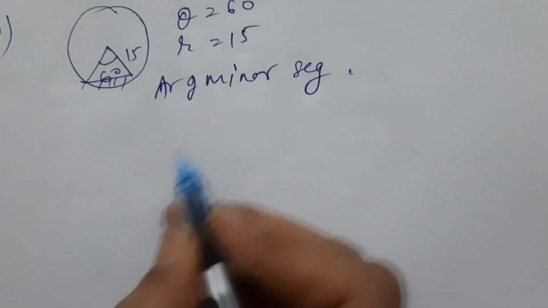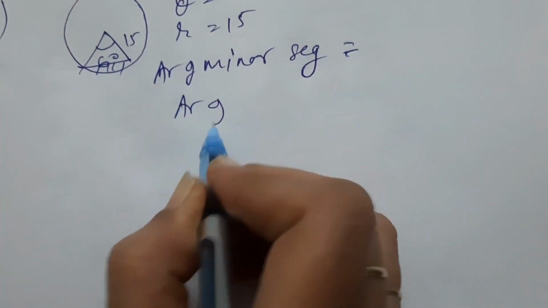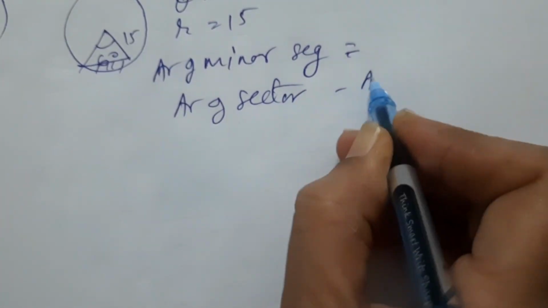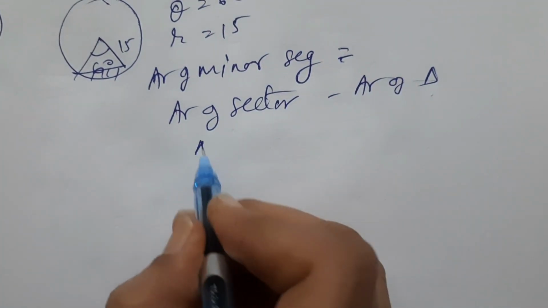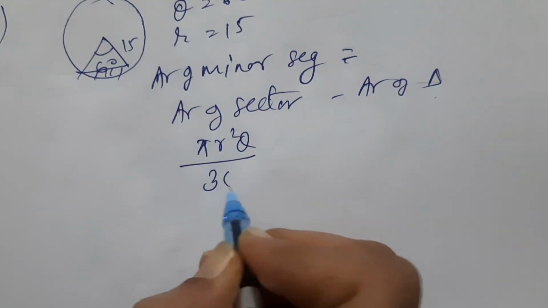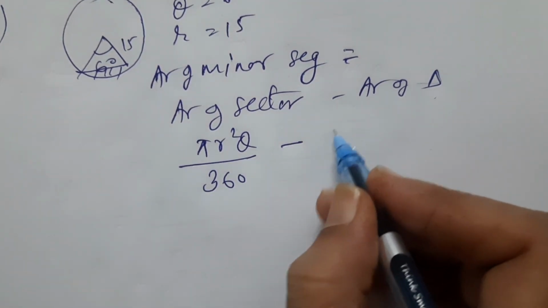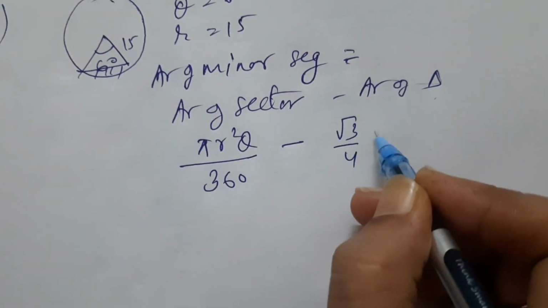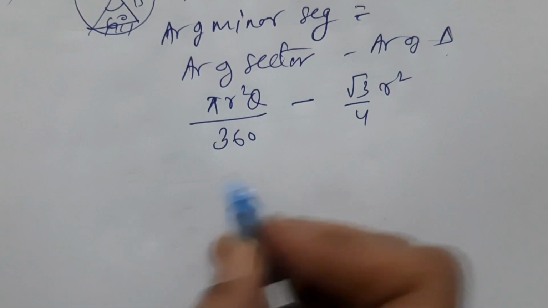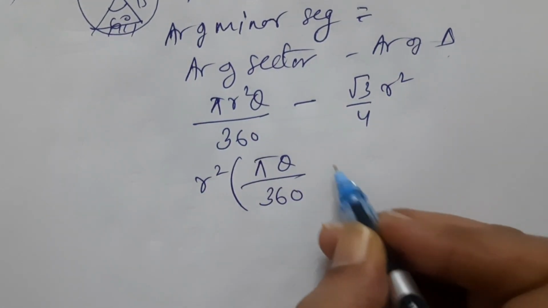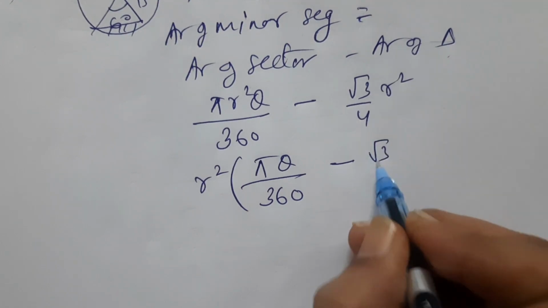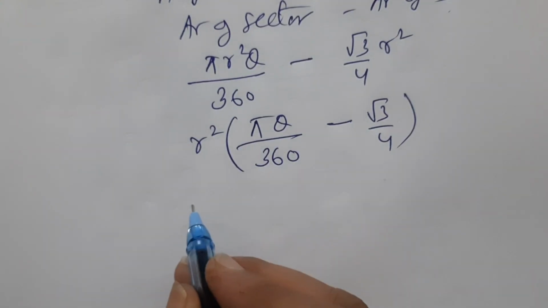So already you understood. Area of minor segment is area of sector minus area of triangle, where theta is 60. So our formula is pi r square theta upon 360 minus, for 60 it is root 3 by 4 r square. For this type of question, r square can be taken common. Pi theta upon 360 minus root 3 by 4. Radius is 15.